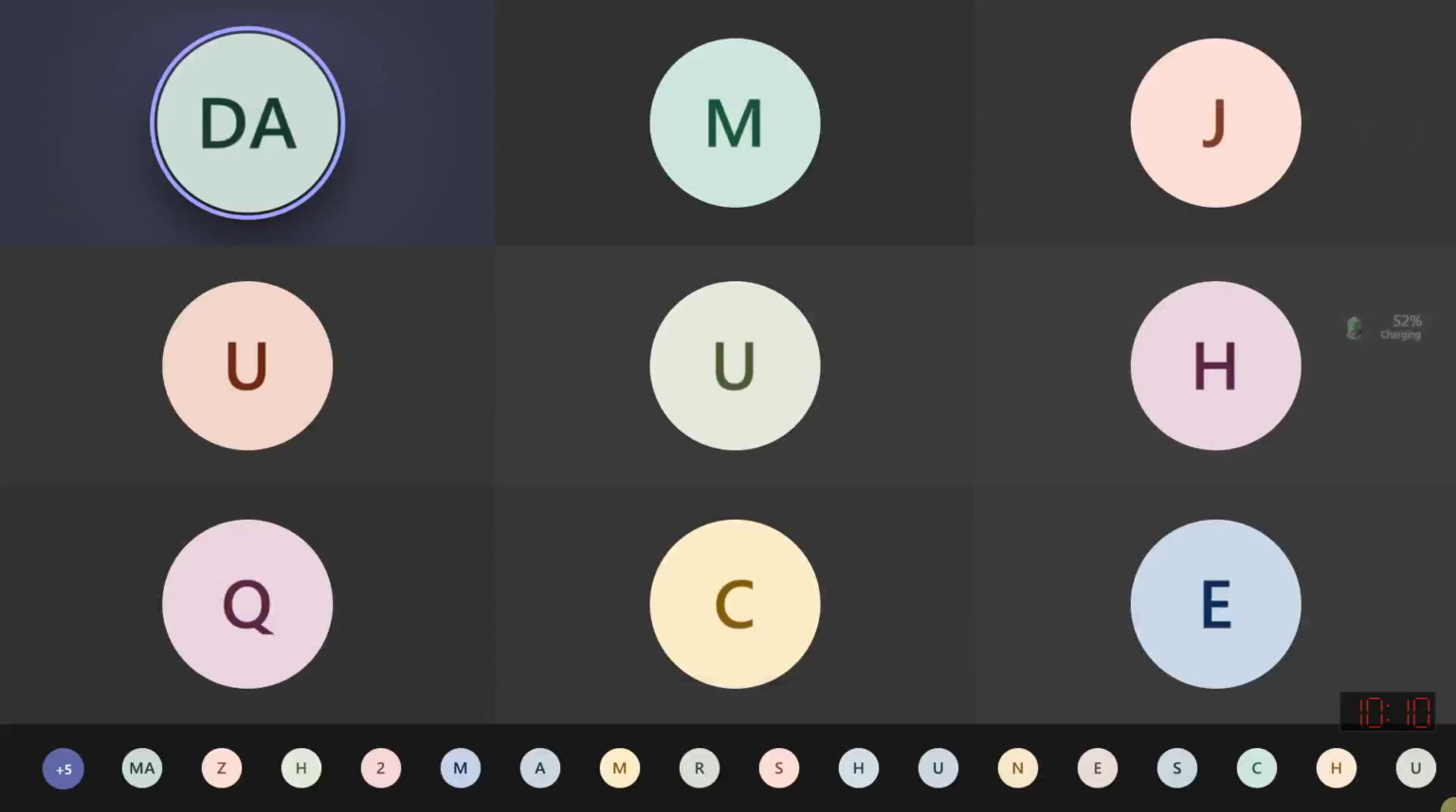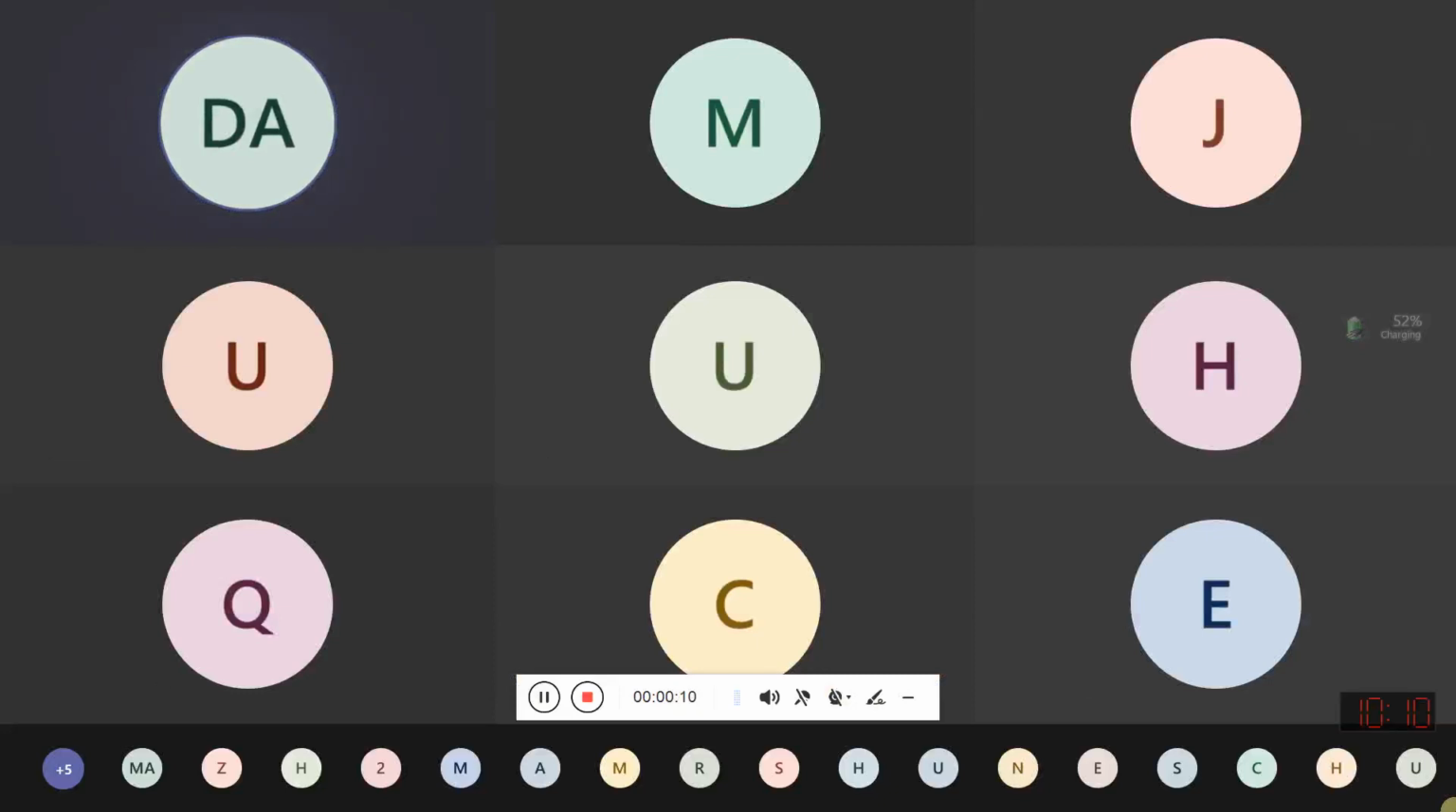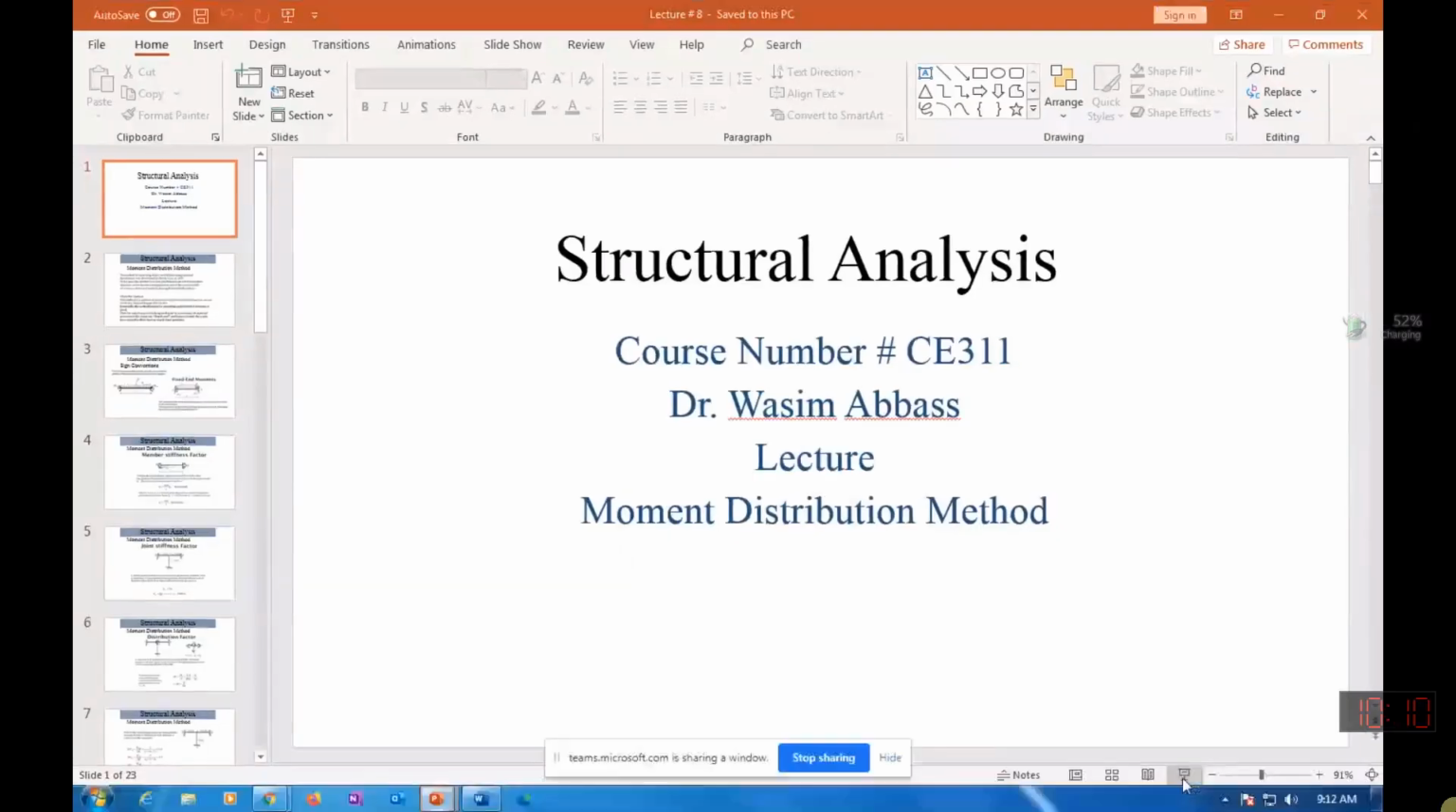This slope deflection method. So I'll share the slides. Is the slide visible to you, students?